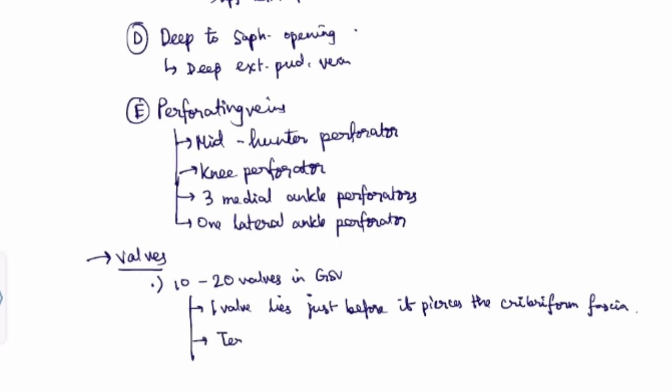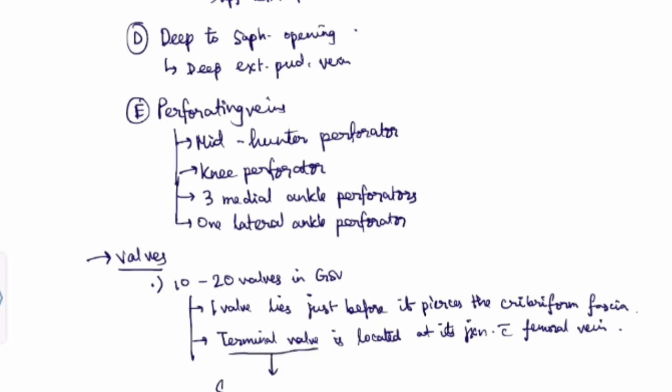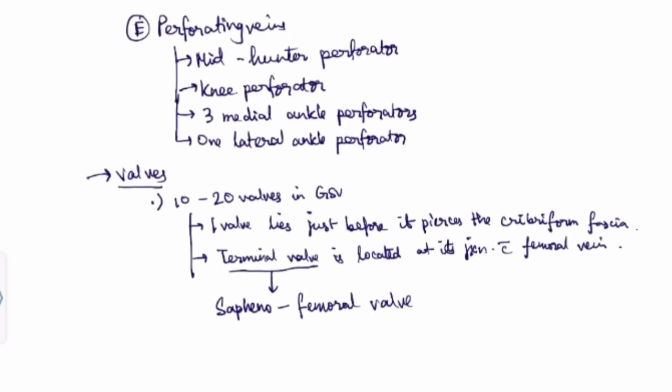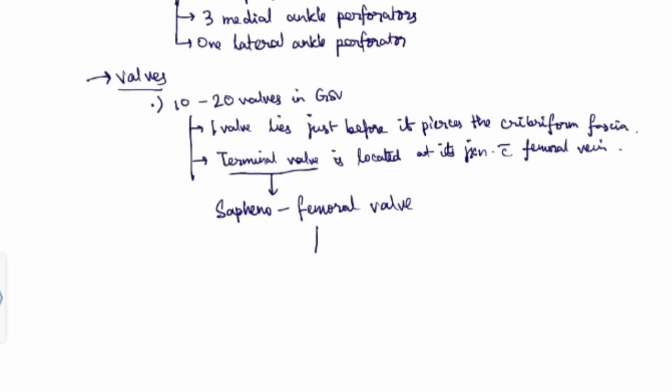A terminal valve is located at its junction with the femoral vein. This is what is important, the terminal valve, also known as the saphenofemoral valve. Why saphenofemoral valve? Because the great saphenous vein is ending and the femoral vein is beginning. Functional importance: it has a functional importance.